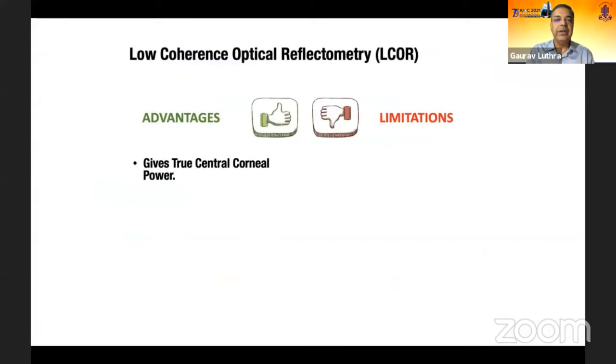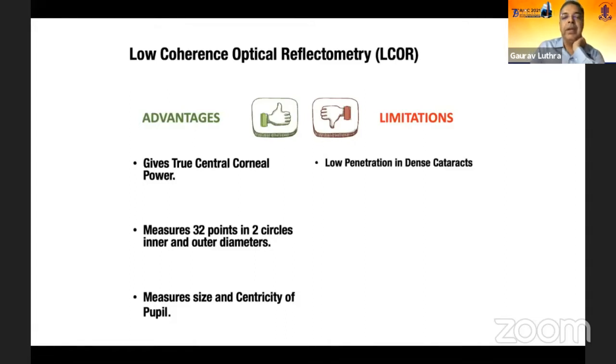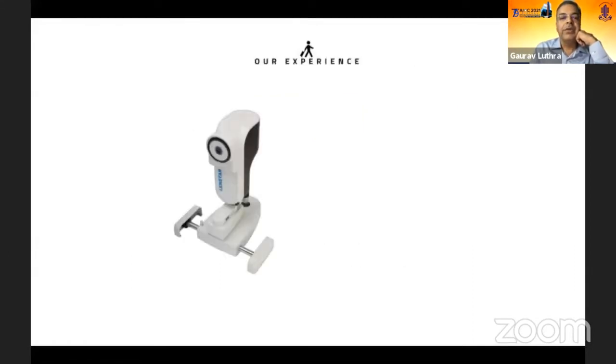And let's look at the advantages and disadvantages. The OLCR tends to give you the true central corneal power, and measures 32 points in 2 circles, inner and outer diameters, and measures the size and centricity of the pupil. However, it may have limitations because of low penetration in dense cataracts and in posterior subcapsular cataracts. Typically, with the Lenstar, although with the newer nomogram, the newer style of measurement that it uses, it has improved a lot, there can be a small limitation in a few cataracts. And so we have worked with several of these machines.